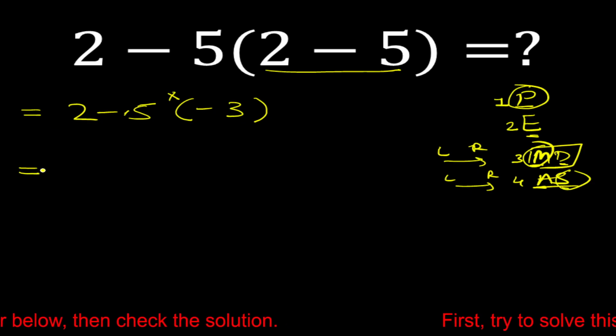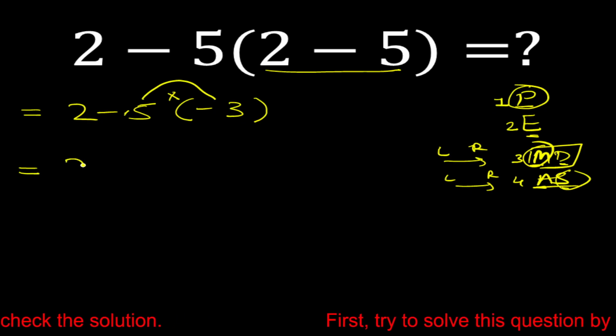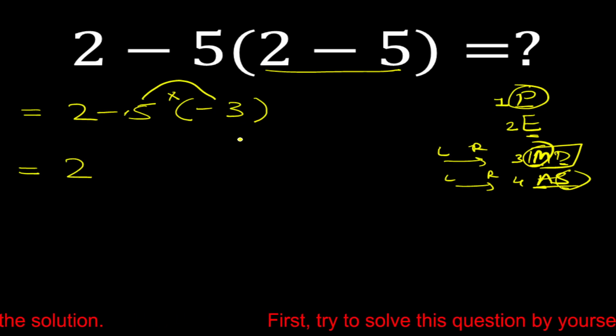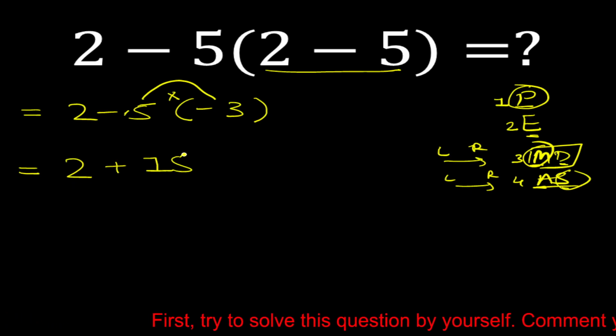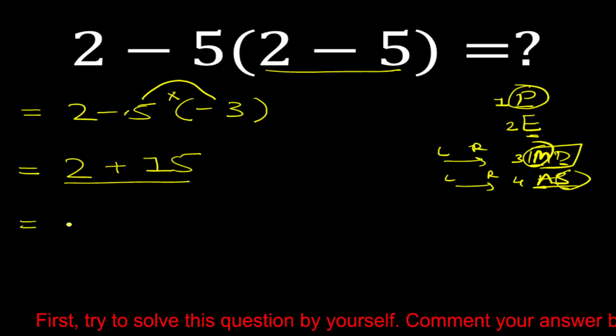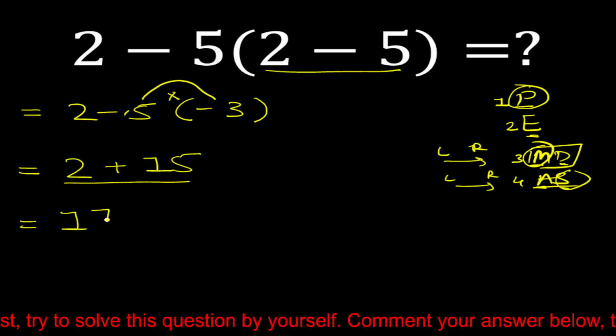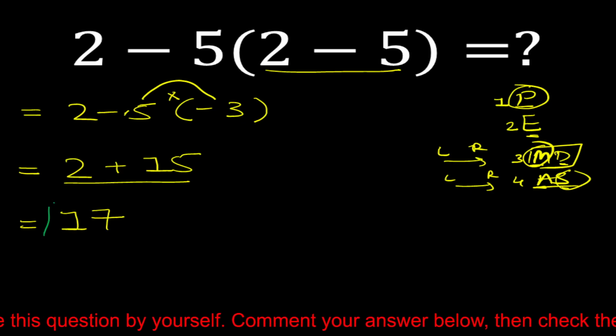So is equal to, now solve this multiplication first. So 2, now minus 5 multiply minus 3 is equal to plus 15. Now 2 plus 15 is equal to 17. So the correct answer is 17.